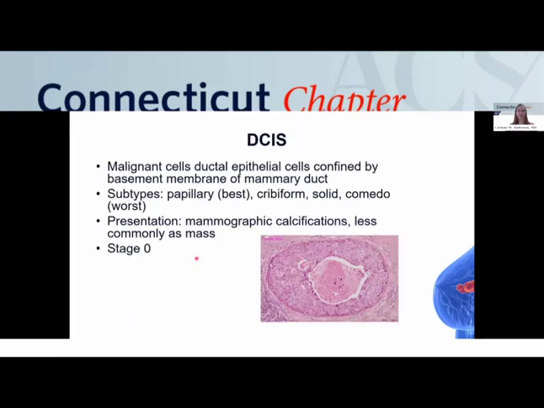Moving on to types of breast cancer, DCIS, stage 0 breast cancer. These are malignant cells that are confined by the basement membrane of the duct. We have different subtypes, papillary, that is the best prognosis, all the way to comedo, which is the worst. That comedo shows that central necrosis on pathology. These usually present as mammographic calcifications or less commonly as a mass. And again, we stage them as stage 0 because DCIS by definition should have no potential to spread. If the cancer is confined to the ducts and the ducts are confined to the breast, DCIS should not have any potential to spread to other parts of the body.